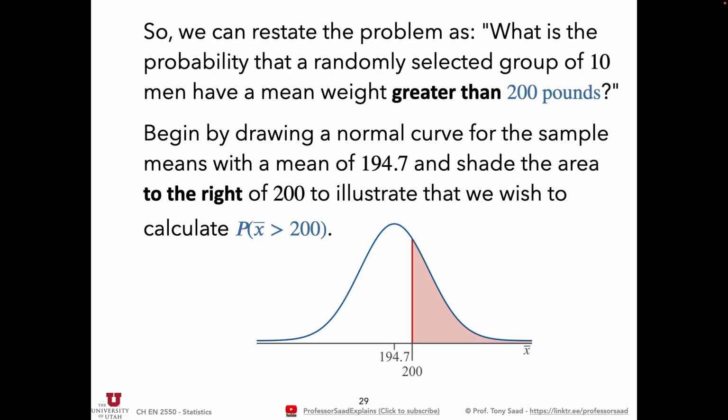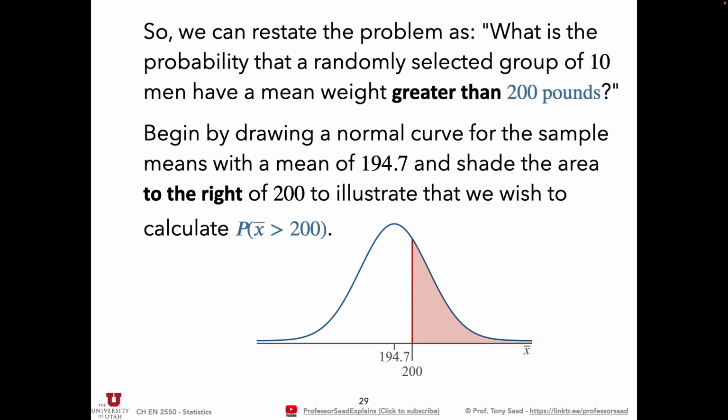Okay? Because 10 men, mean weight 200. 200 times 10 is 2,000, so that's the limit, the weight capacity. What's the chance that their average weight is more than 200 pounds? And if you look at the probability distribution, we have 194.7 as the mean value.